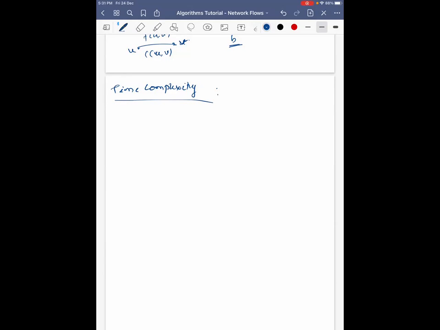So, what is the minimum cut vertex? I'm sorry, minimum cut set, not the minimum cut vertex. The minimum cut set is just a set of edges. If we were to cut them out of the graph, then the graph will be disconnected in ST.